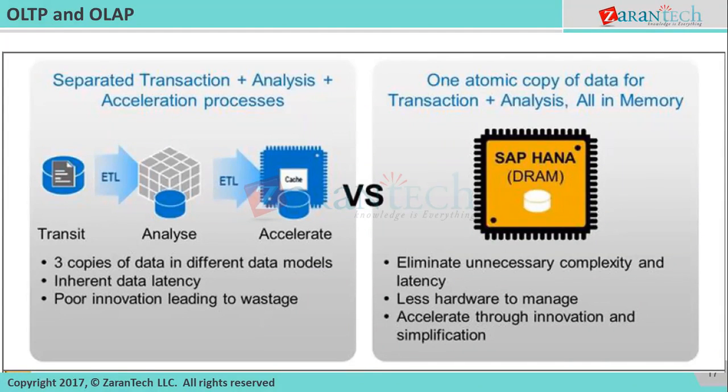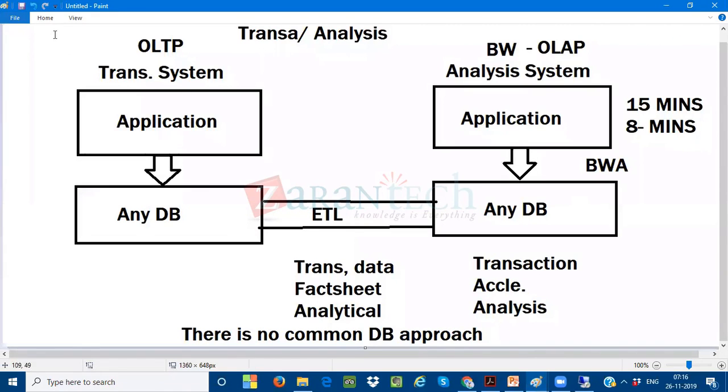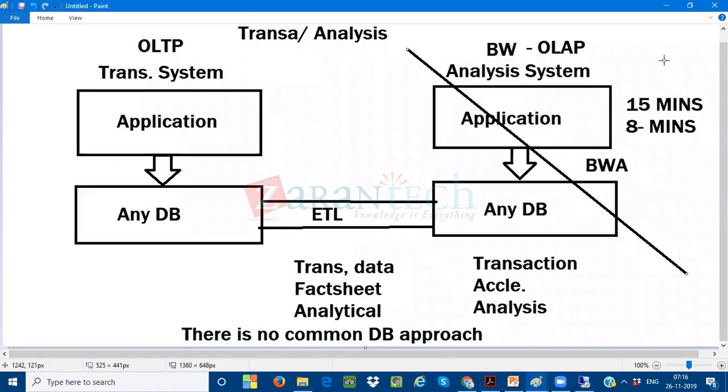Your transactions plus analysis are going to happen in one database. No BW system, no accelerators are going to be required. Now I bring all your analytical and transactional processing into one database, which I call my SAP HANA database, where I have given the name in-memory database. So it will eliminate the unnecessary complexity and the latency, and less hardware to manage. What is the less hardware to manage? If you see back, I don't require this from today onwards. My dear friends, I don't require this complete system from today onwards.